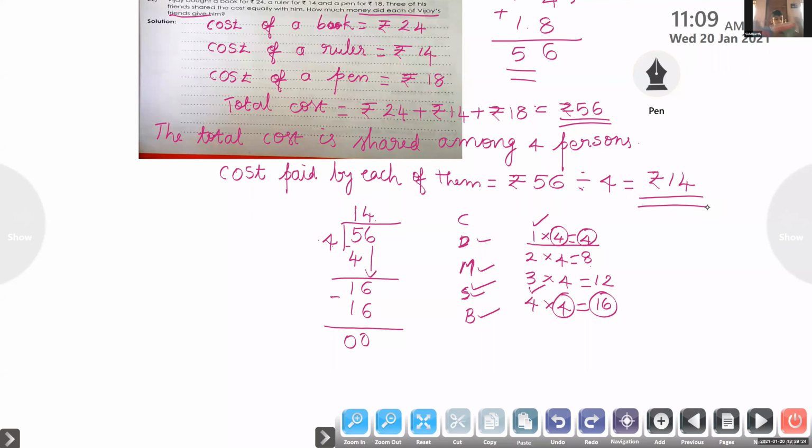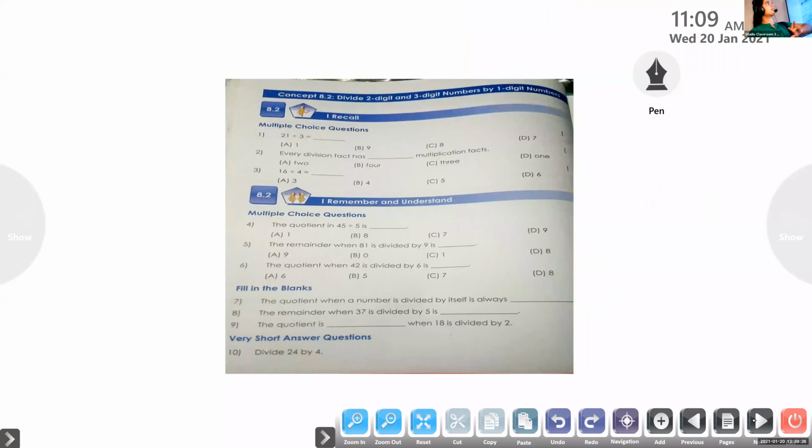21 divided by 3. My dear children, when you get a question like this, you have to check whether 21 is coming in the table of 3 and 7. Yes, it is coming. 21 is coming in the table of 3. Can you show the question once more, please?